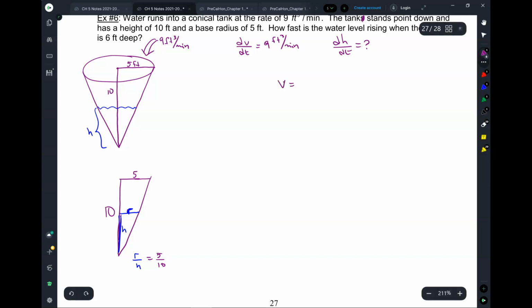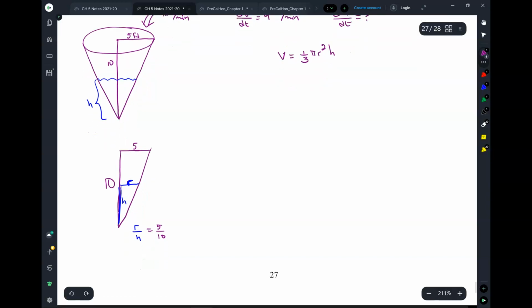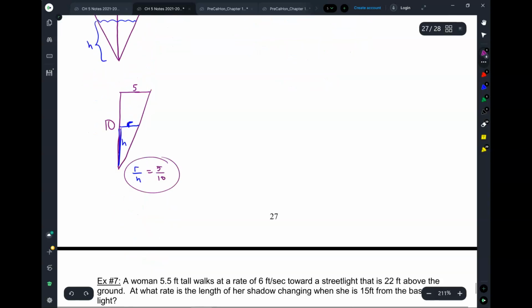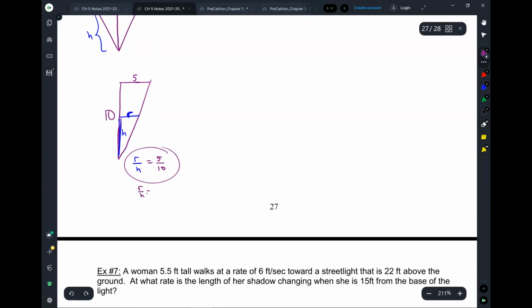So what do we know about the volume? 1/3 pi r squared h. But I can't leave it like this, because if I start doing product rule, I'll have dr/dt and dh/dt, and I have no information about r or dr/dt. So I need to eliminate r and just work with h. Luckily, I can do that with this proportion. R over h is 1/2, so r is h over 2.